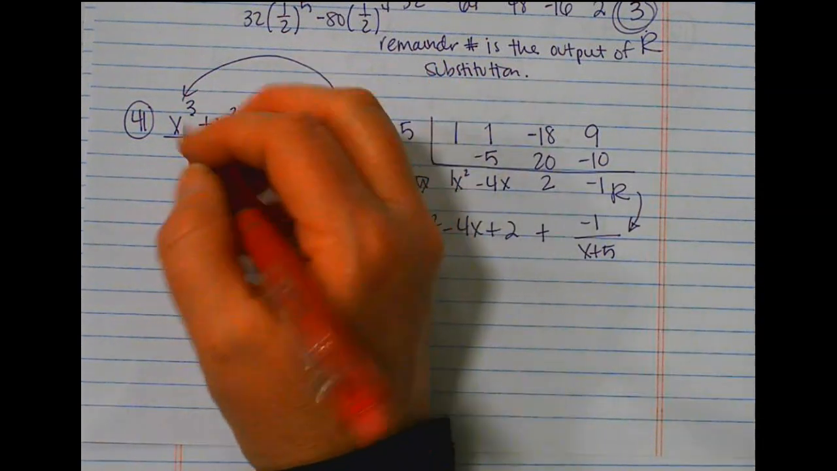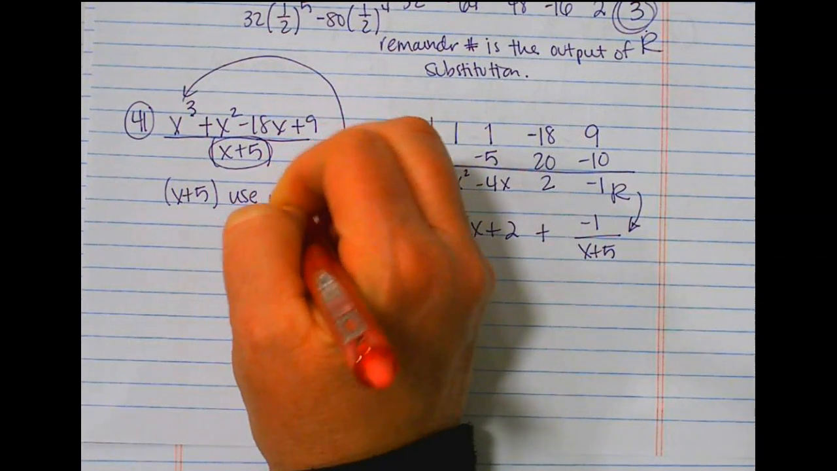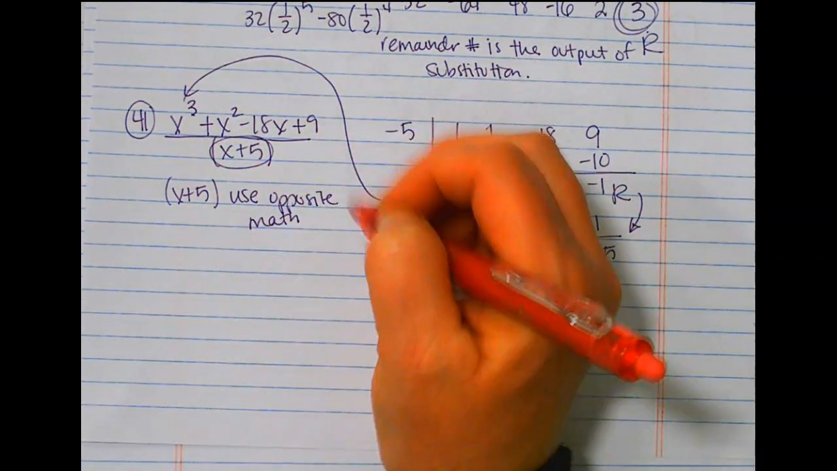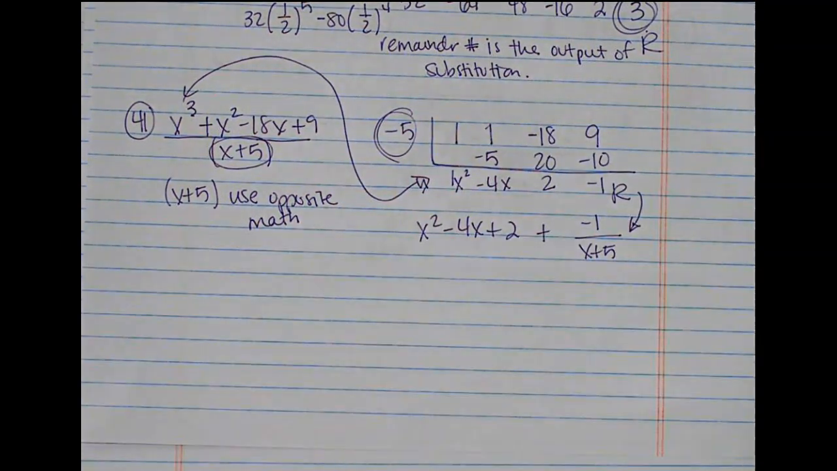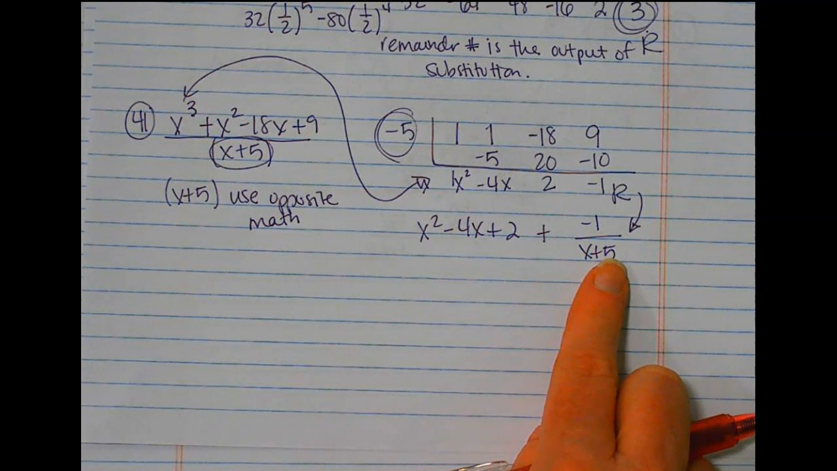So 2 things to remember. If it's written as x plus 5, you use opposite math. So you're going to use -5. And then once you get the hang of doing synthetic division, it's just a matter of computation and then put it back into the right form.